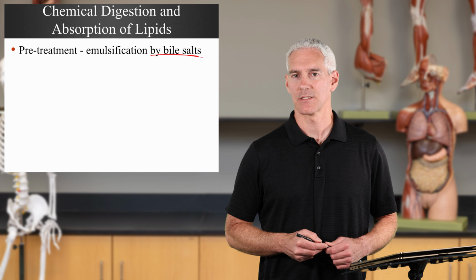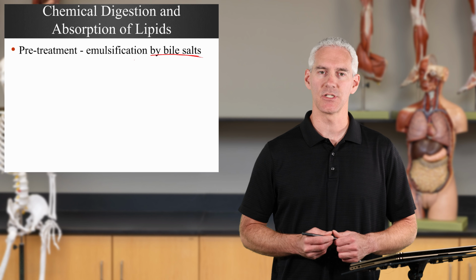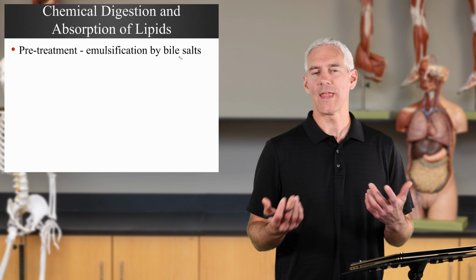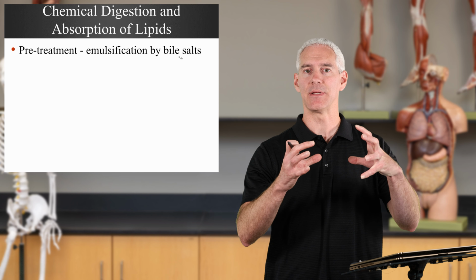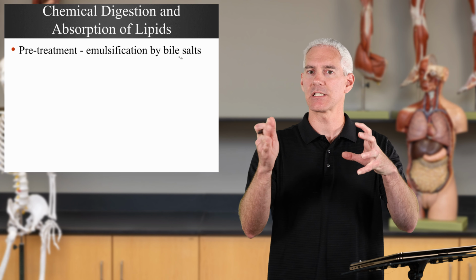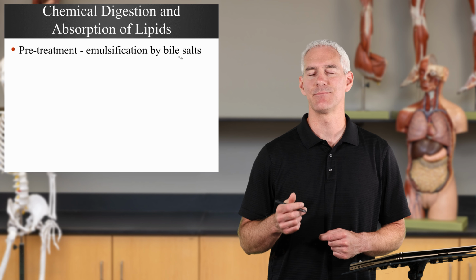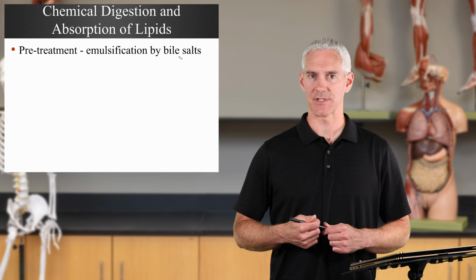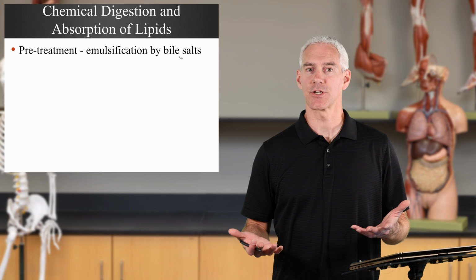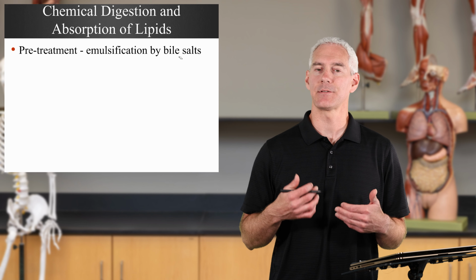The bile salts will aid with emulsification of the lipids. What that means is you're taking this large chunk of lipids and breaking it up into smaller lipids. The entire purpose is meant to increase surface area. By increasing surface area, you allow the enzymes to be more efficient.